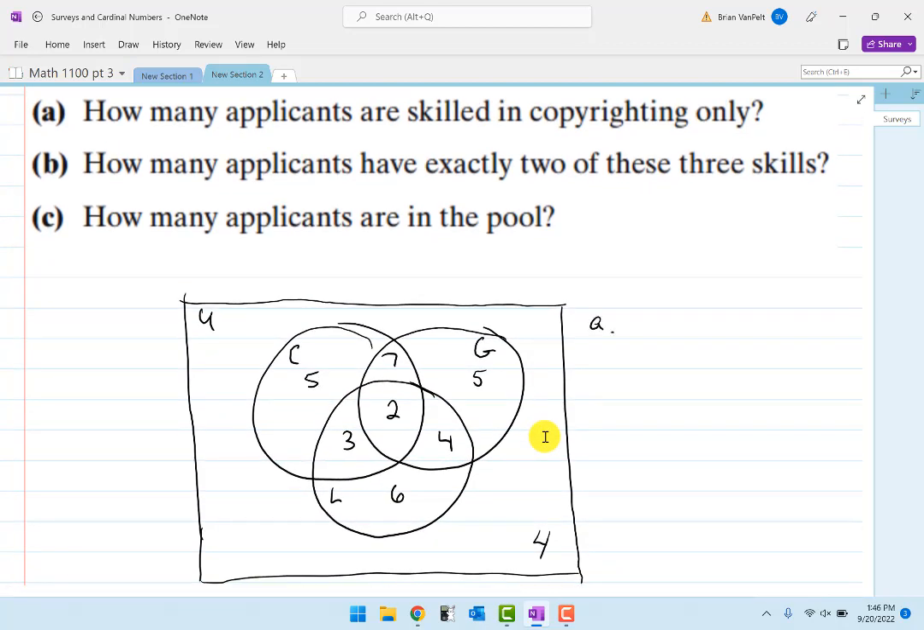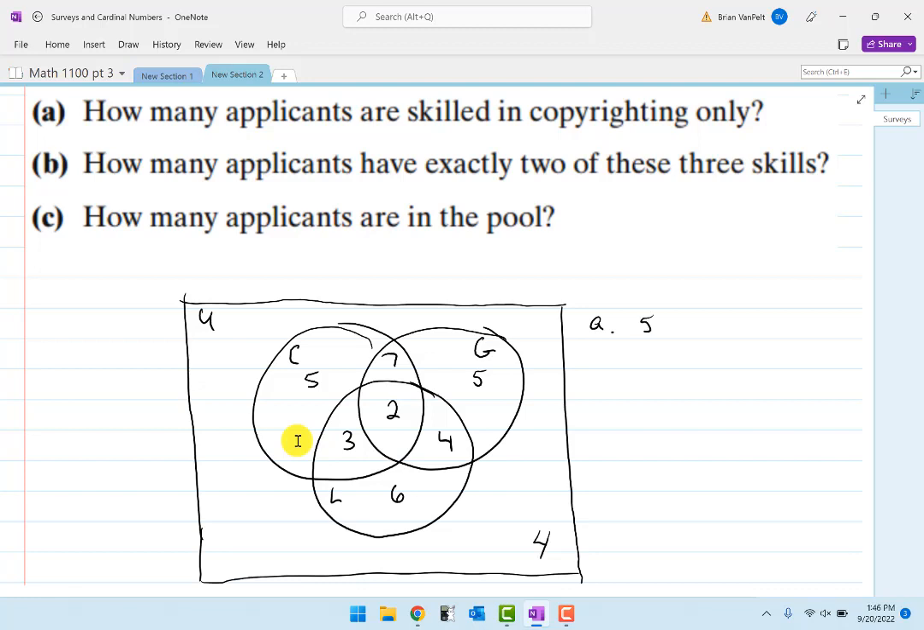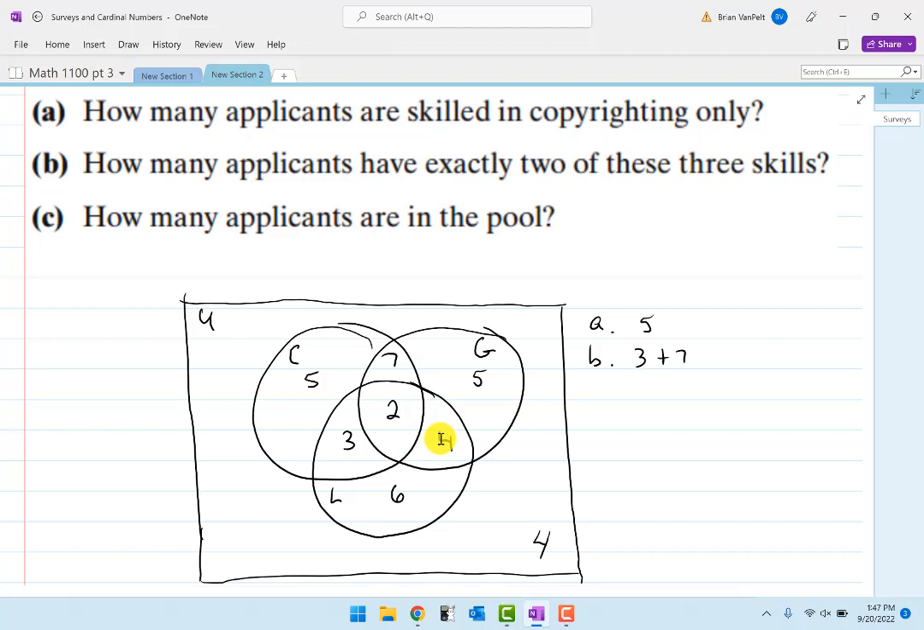For part A, how many people are skilled in only copywriting? So that's this C region right here. These 5 people can only do copywriting. How many applicants have exactly 2 of the 3 skills? That's these people here in this region between C and L, but not including G. So those 3 can do 2 jobs. In particular, they can do C and L. These 7 can do C and G, and these 4 can do L and G. So adding these up, we're going to have 3 plus 7 plus 4. That'll be a total of 14.